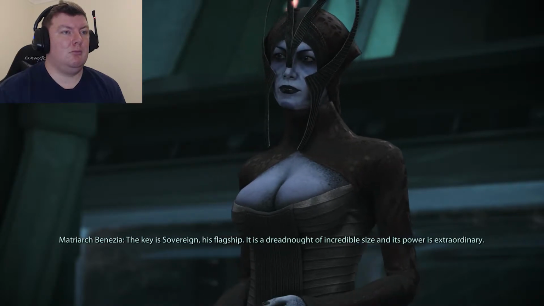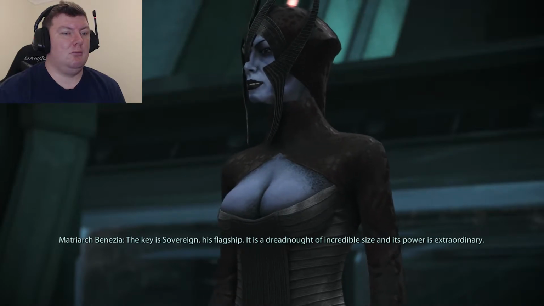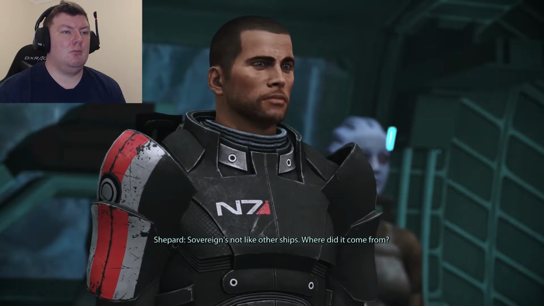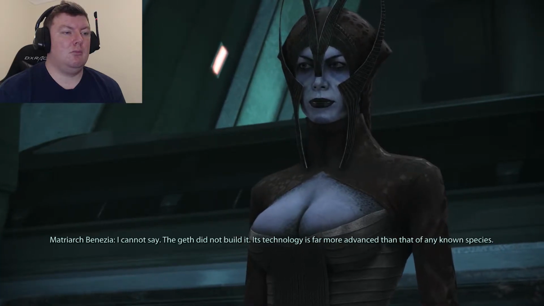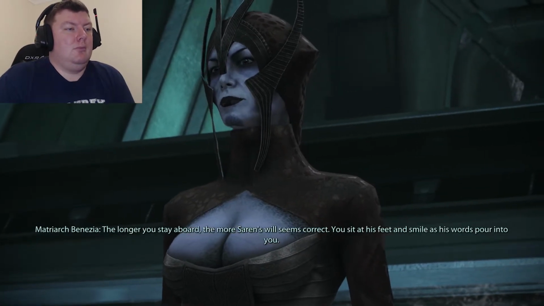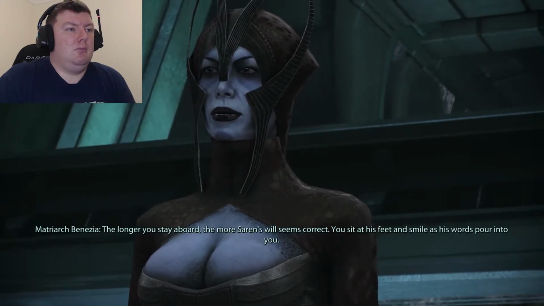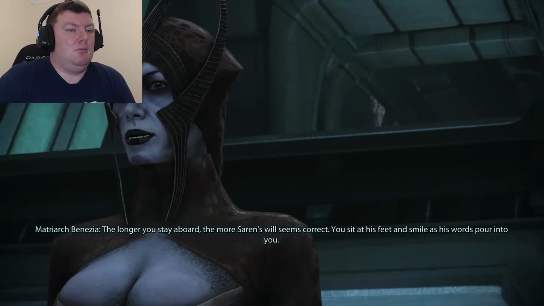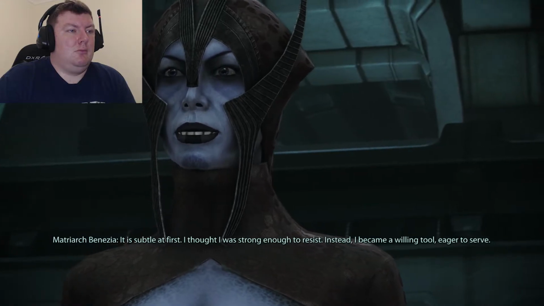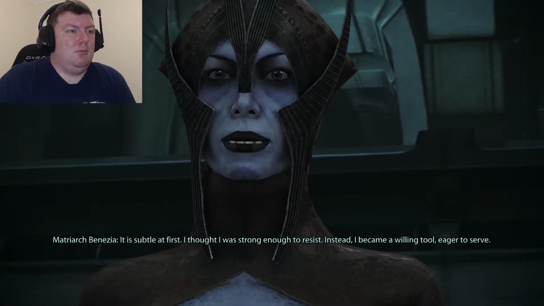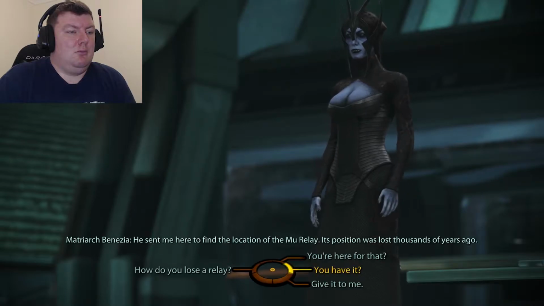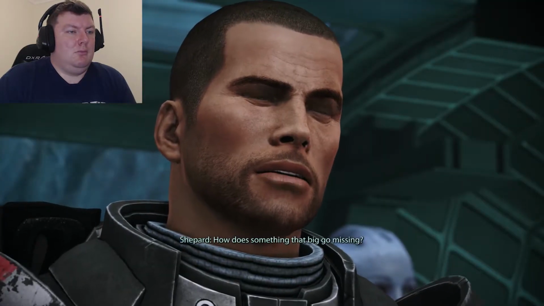The key is Sovereign, his flagship. It is a dreadnought of incredible size, and its power is extraordinary. Sovereign's not like other ships. Where did it come from? I cannot say. The Geth did not build it. Its technology is far more advanced than that of any known species. The longer you stay aboard, the more Saren's will seems correct. You sit at his feet and smile as his words pour into you. It is subtle at first. I thought I was strong enough to resist. Instead, I became a willing tool, eager to serve. He sent me here to find the location of the Mu relay. Its position was lost thousands of years ago. How does something that big go missing?